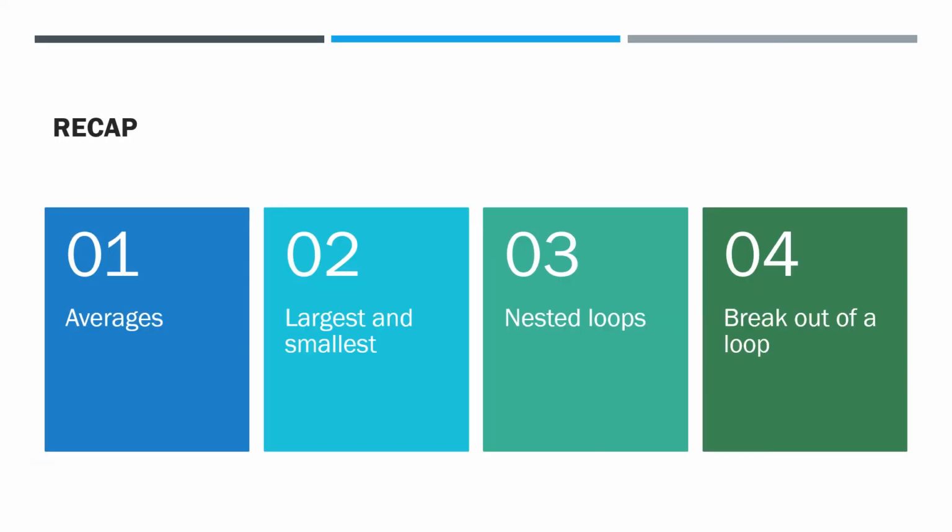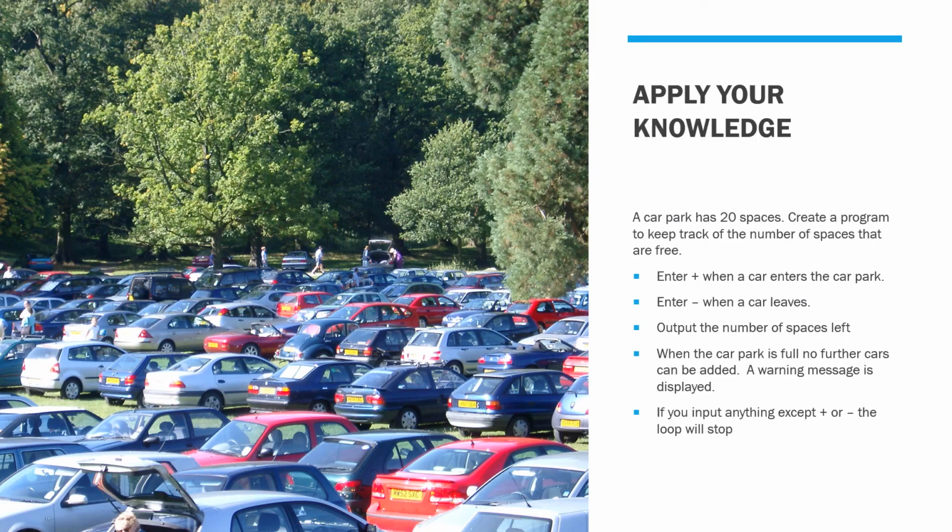So to recap, we've looked at how to calculate averages using counter loops and conditional loops. We've also looked at how to find the largest and smallest value in a series of numbers using a loop. We've briefly looked at nested loops, that's loops inside of other loops, and we've looked at how we can use the break command to stop a loop, though that is usually not the best method to learn. Okay, so that concludes what we've been learning about loops.